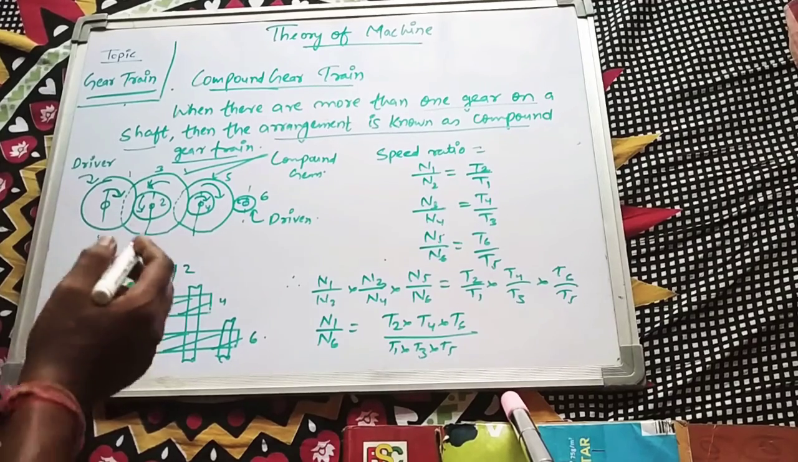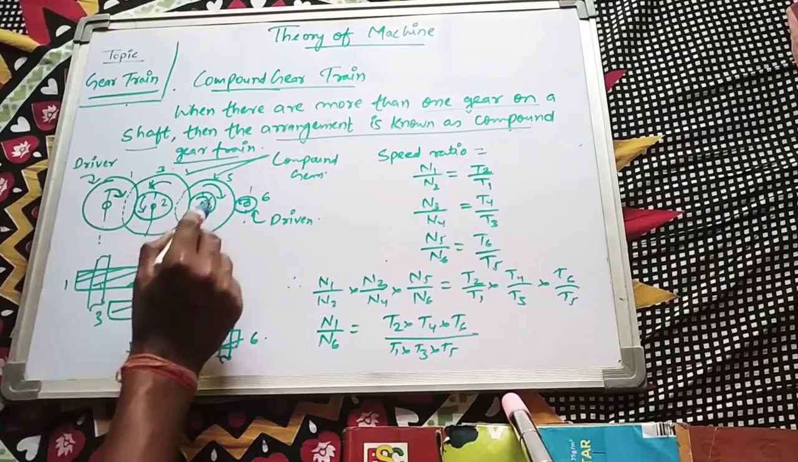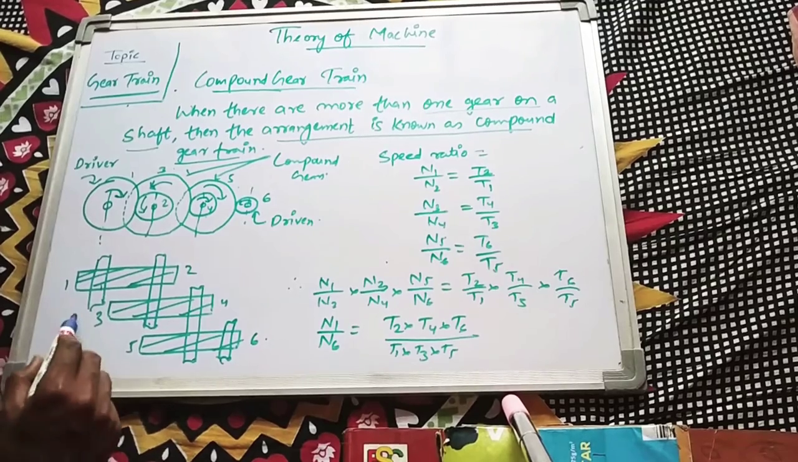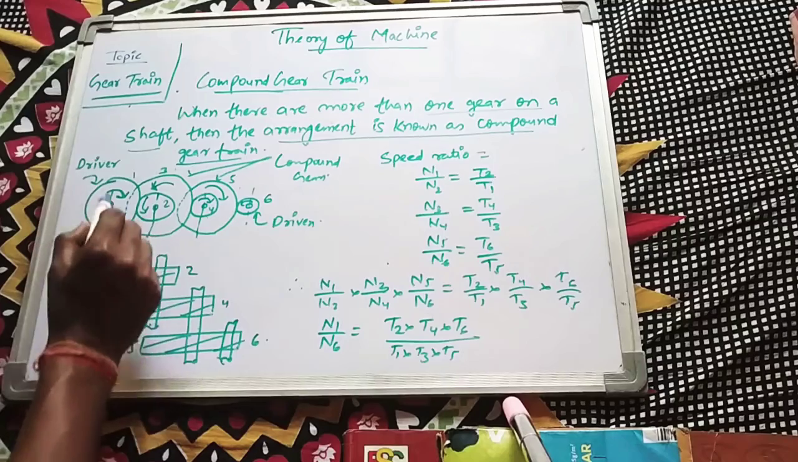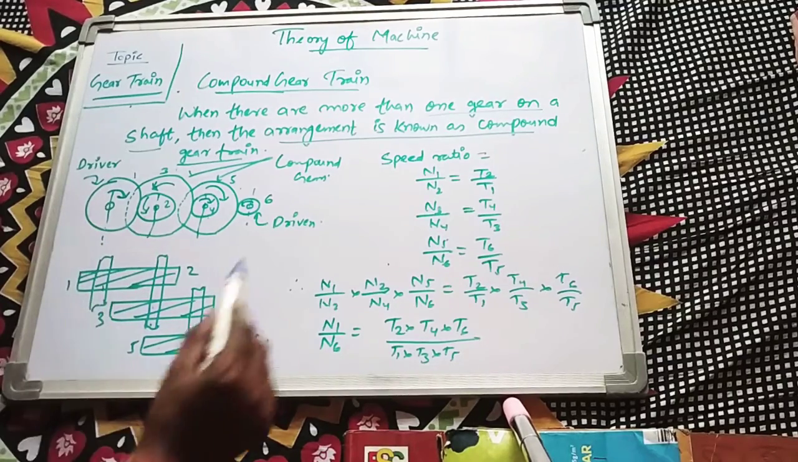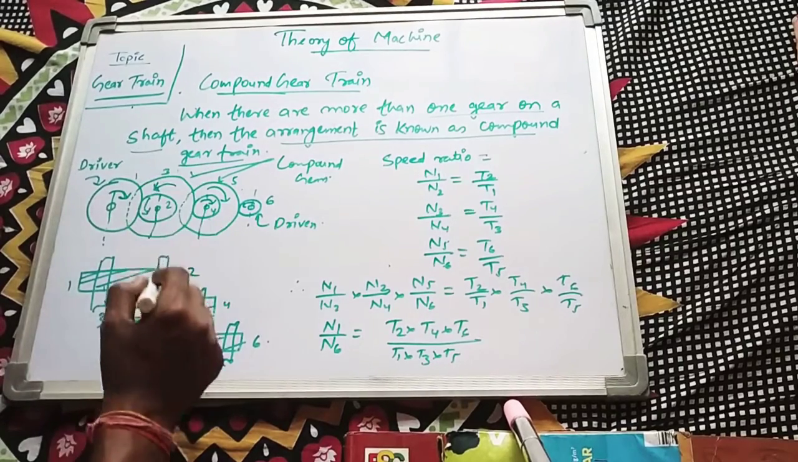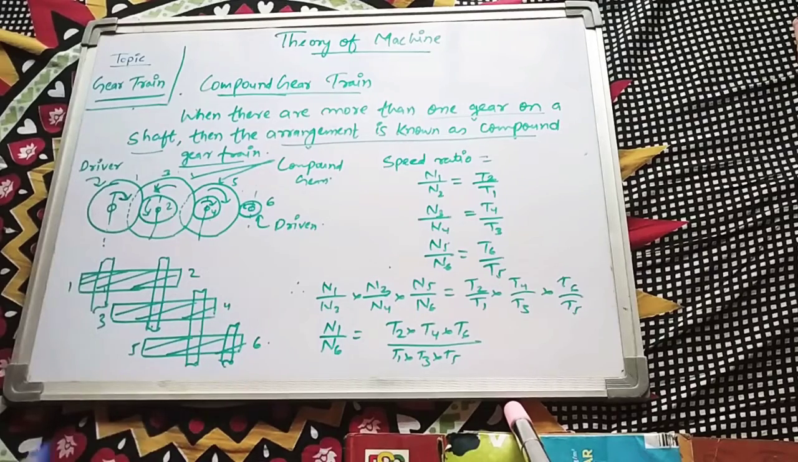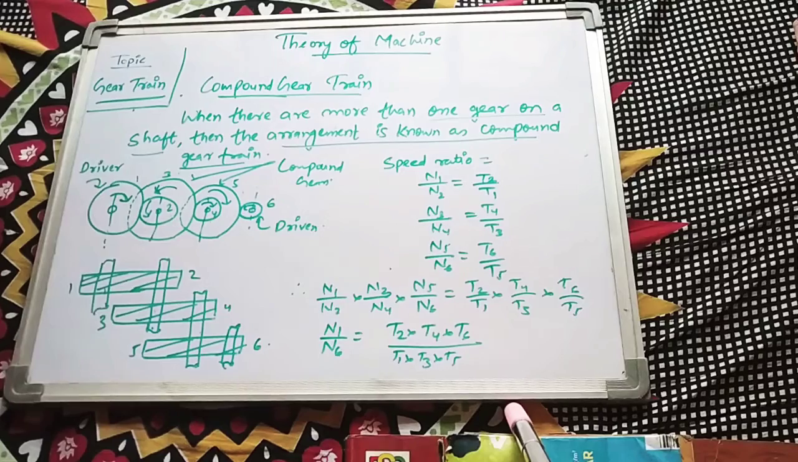We can understand this through the figure. There are 1, 2, 3, 4, 5, 6 gears arranged, but we have only 4 shafts. For gear 1 we have an individual shaft. For gear 6 we have an individual shaft. But for gears 2 and 3 we have a common shaft, and for gears 4 and 5 we have a common shaft. That means in a single shaft more than one gear is connected. So this type of arrangement is known as compound gear train.